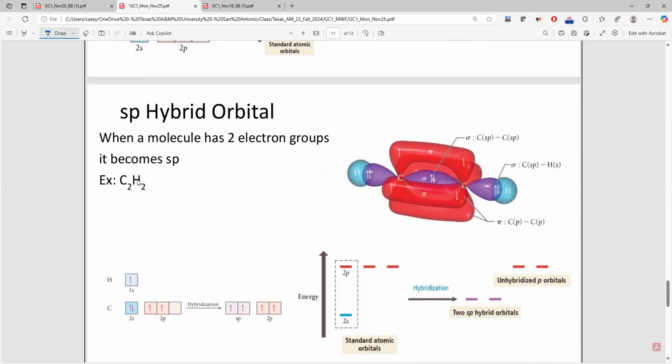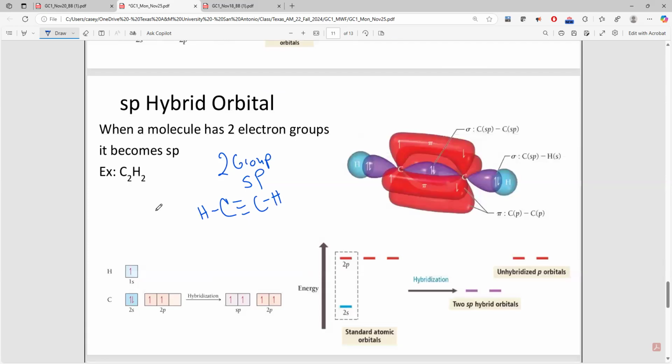If I have 2 groups, then it's sp. I combine 1 s and 1 p. So CH2 is our example here. So 1, 2. So I take 1 s, 1 p, and make my hybrid. And that's what we're overlapping here.